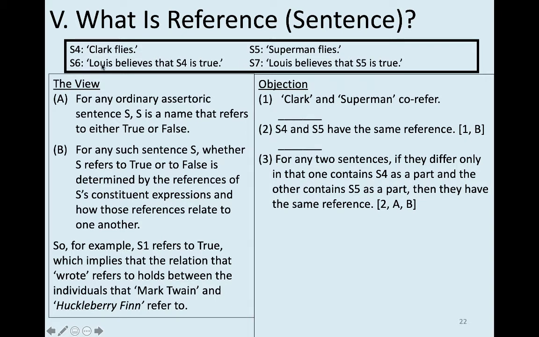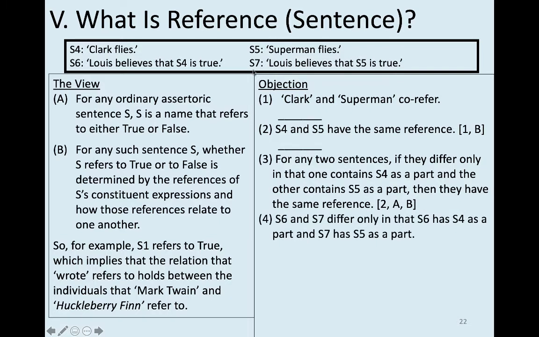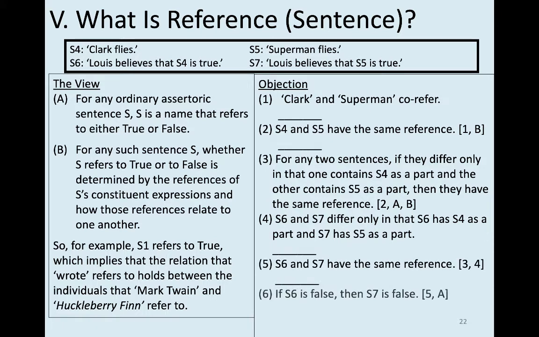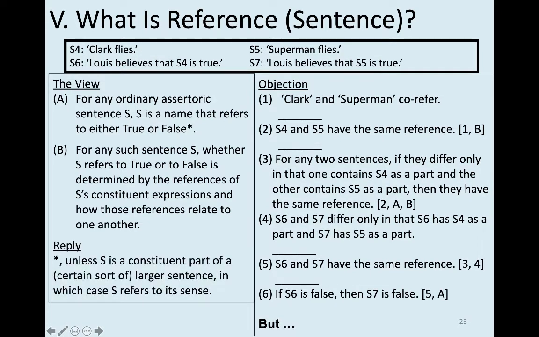So take S6 and S7. Lois and Lois have the same reference. Believes and believes have the same reference. True and is true have the same reference. So if S4 and S5 have the same reference, then S6 and S7 must also have the same reference. So now we say S6 and S7 differ only in that one has S4 and one has S5. So it follows that these two sentences have the same reference. That means that if S6 is false, then S7 is also false. But here's the problem. It's just wrong, right? Lois believes Clark flies can be false, even if Lois believes Superman flies is true. So what do we do with that?